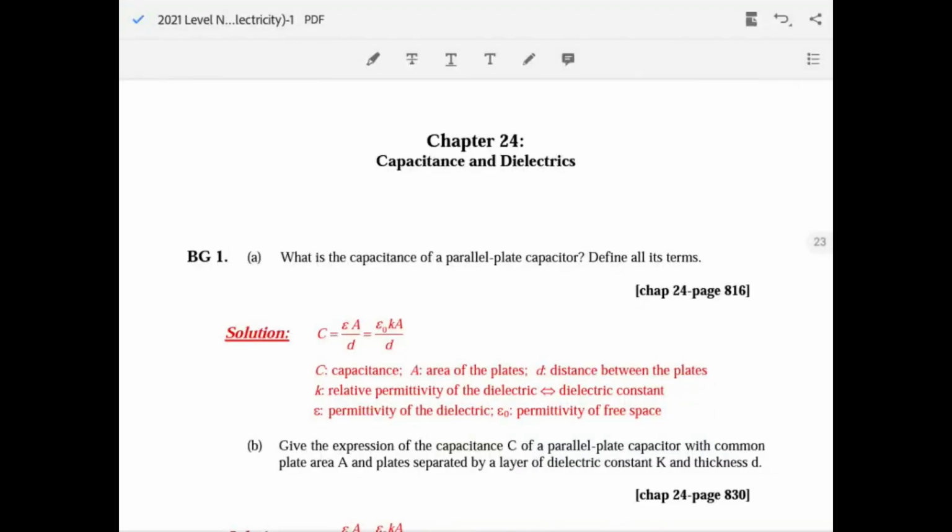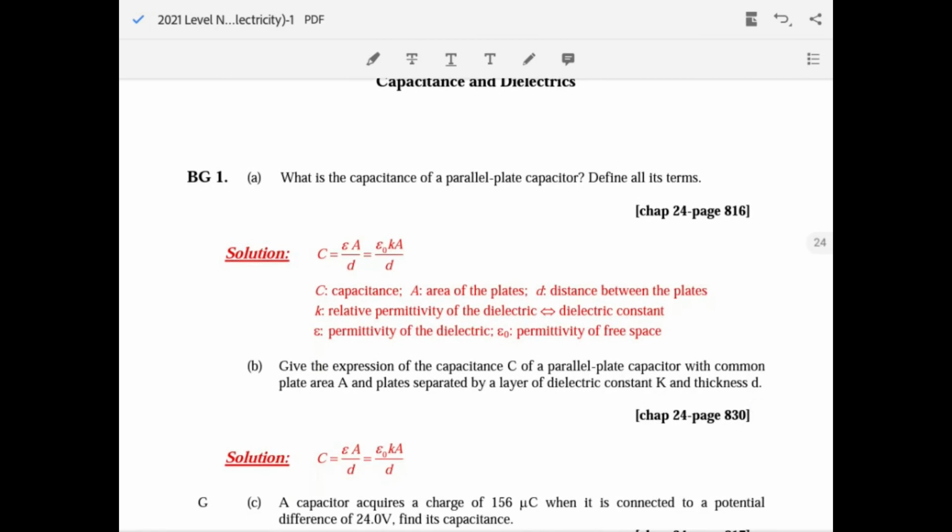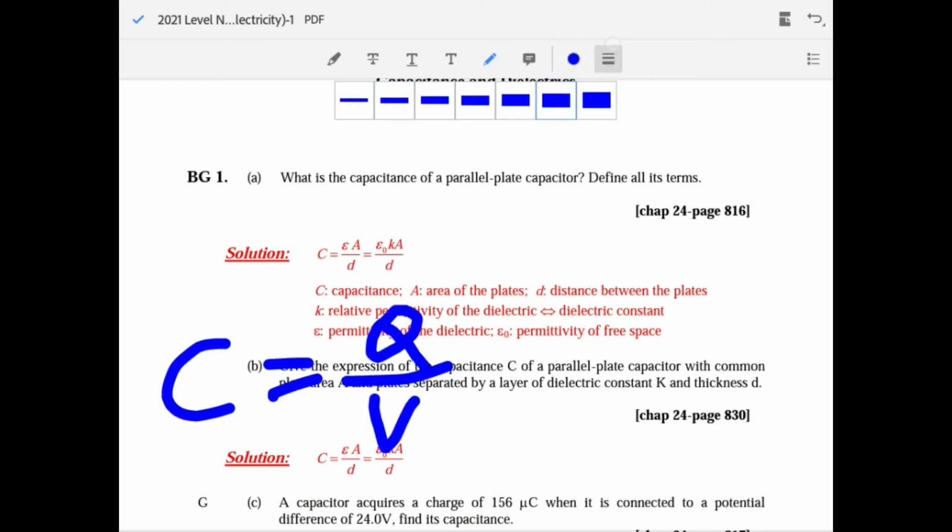Chapter 24, Capacitance and Dielectrics. So what's the capacitance of a parallel plate capacitor? There are a couple of formulas for this. There's C equals Q over V, and this just means that capacitance stands for how much charge is needed to produce 1 volt of potential difference between the two plates. So that's one formula.